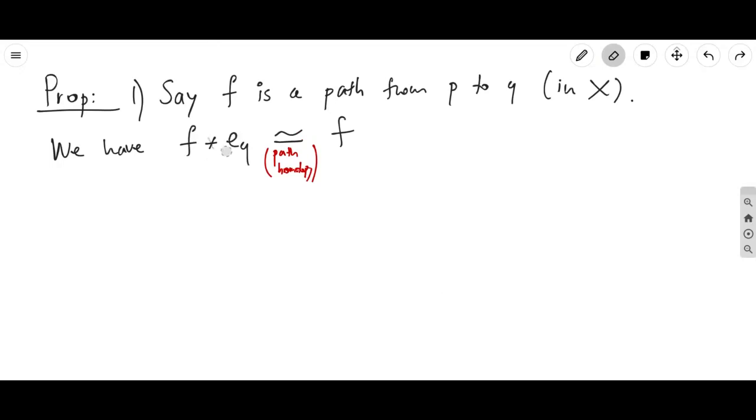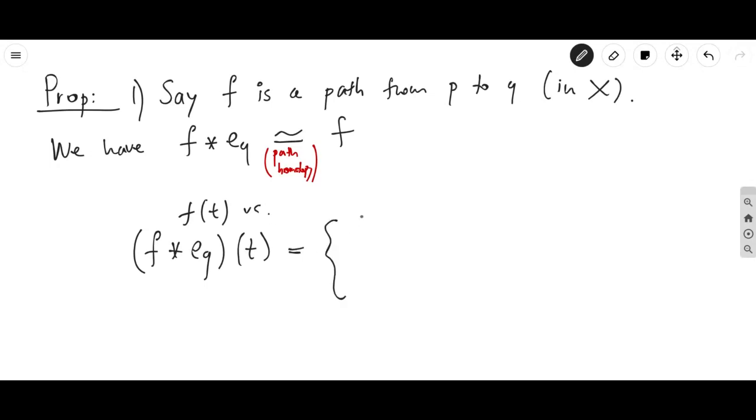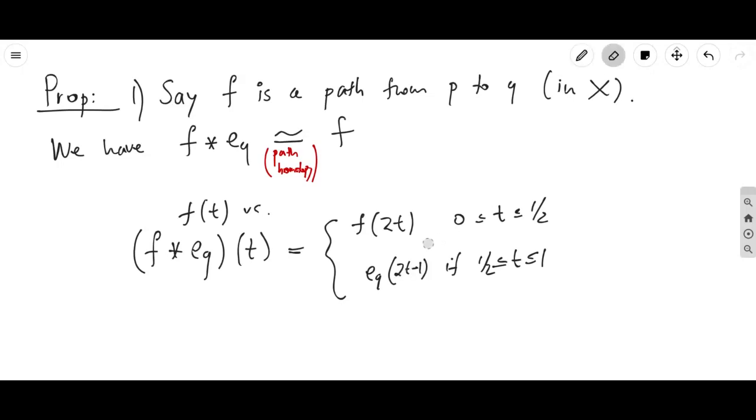So here's the interesting thing. Doing juxtaposition with the constant path, these are almost the same. They're not exactly the same, but they're almost the same. The reason they're not exactly the same is, if we just write out the formula for this, you have f of t versus the other one. Juxtaposition goes as follows. It's f of 2t if t is between 0 and a half, and then it's eq of 2t minus 1 if t is between a half and 1. But eq is the constant path, so this is always equal to q.